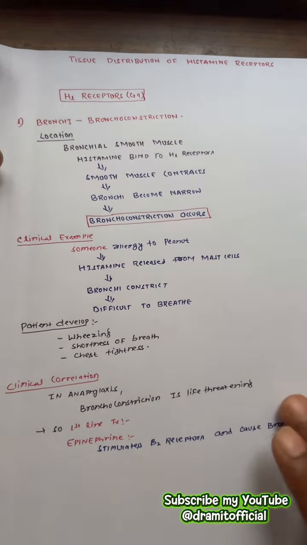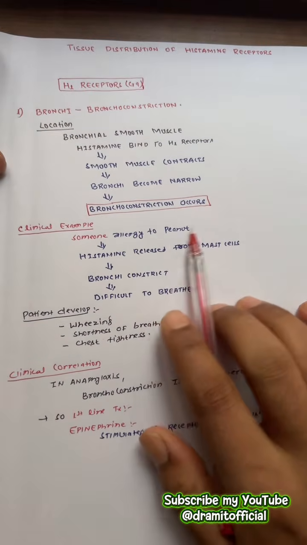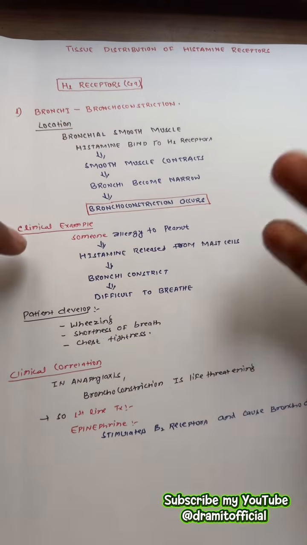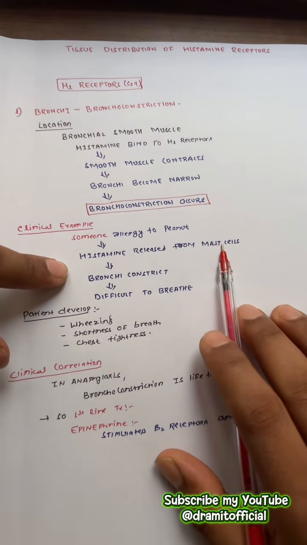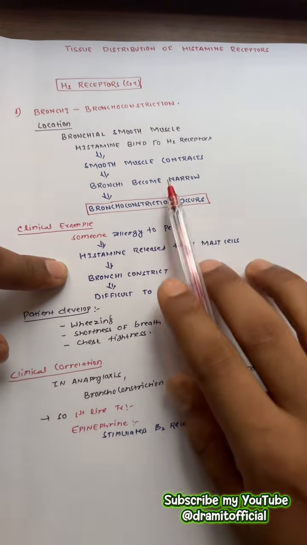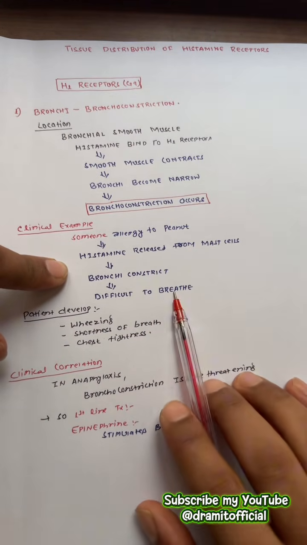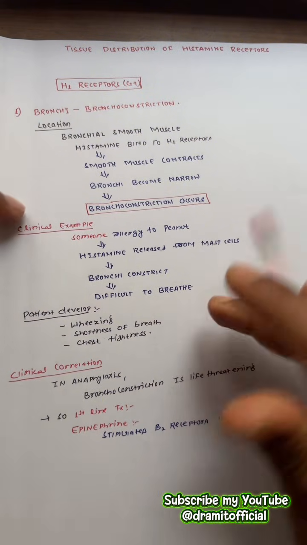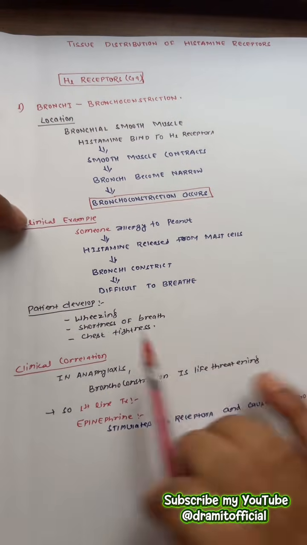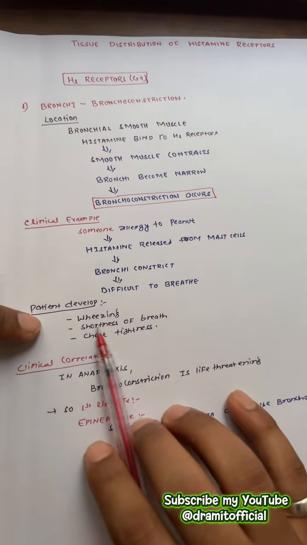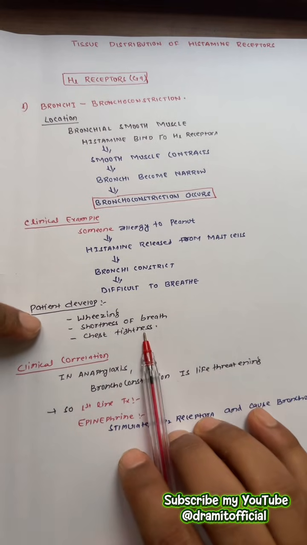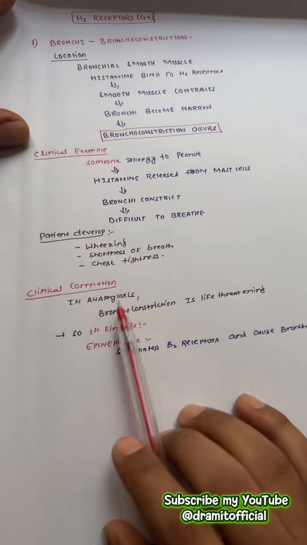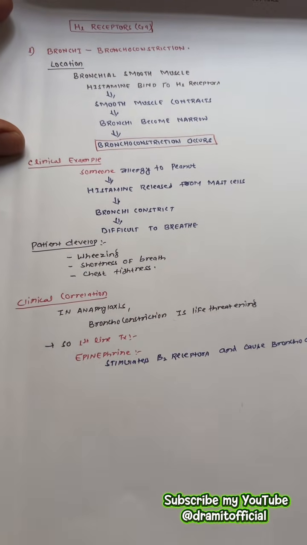Clinically, let's understand this. Suppose a patient has an allergy to peanut. Someone who is allergic to peanut took peanut. Then histamine is released from mast cells in their body, it causes the bronchi to constrict, and that allergic patient will start having difficulty in breathing. The patient will develop wheezing, shortness of breath and chest tightness. So this is an anaphylactic condition. In anaphylaxis there will be bronchoconstriction and it's life threatening.